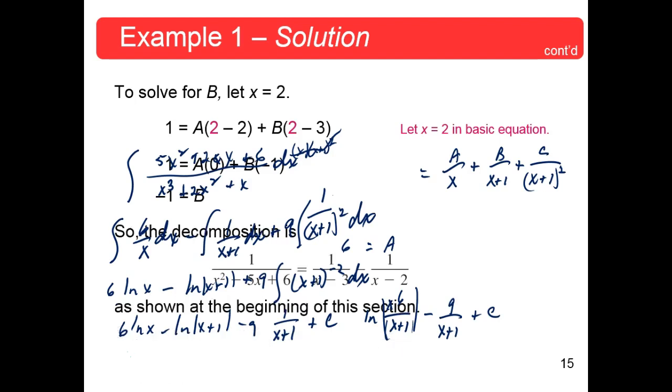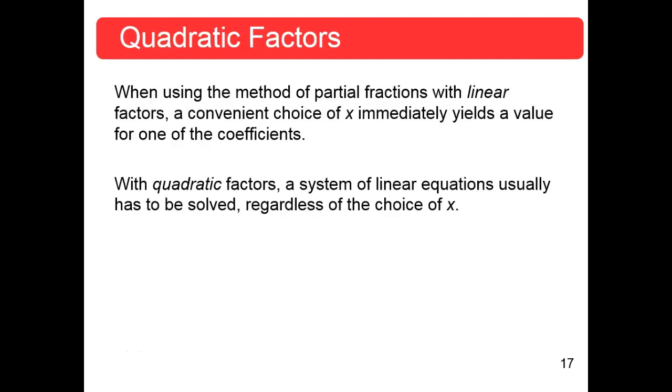Let's now move to quadratic factors. When using the method of partial fractions with linear factors, a convenient choice of x immediately yields the value of one of the coefficients, most of the time. With quadratic factors, a system of linear equations usually has to be solved regardless of the choice of x. No shortcuts there. Use any that you can, but you're going to run out of options fairly quickly.